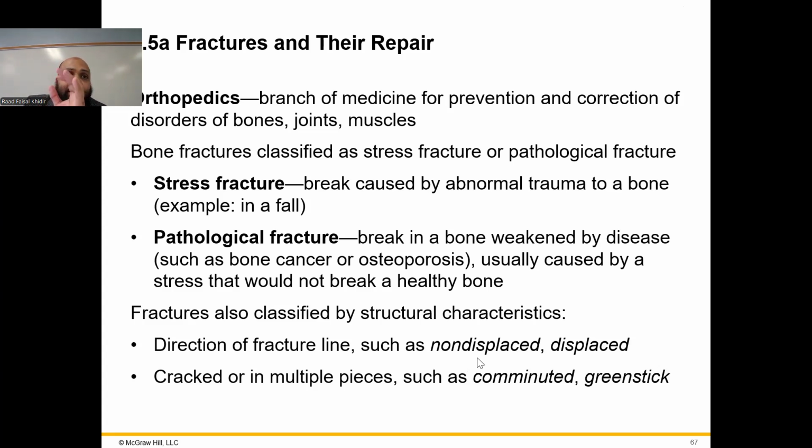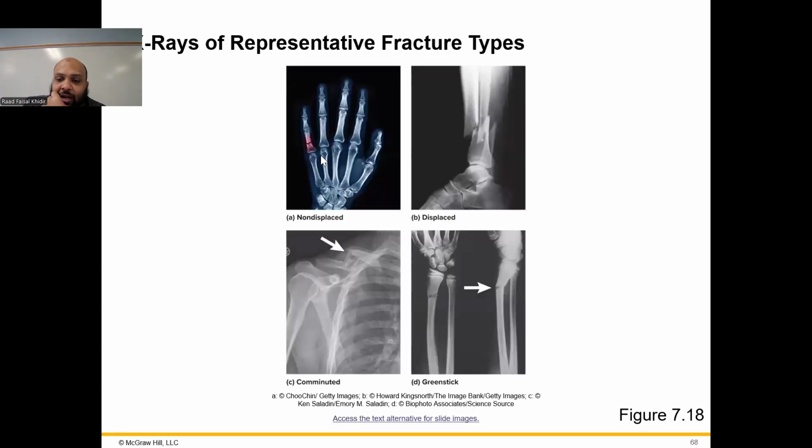Sometimes the bone can break completely, a complete fracture. Sometimes you can have a partial fracture. So that's a non-displaced. That's a displaced fracture. That's a comminuted. What's a comminuted fracture? A comminuted fracture is a fracture where the bone breaks and it is brittle and there are fragments and bone powder. But greenstick is for children, pediatrics.